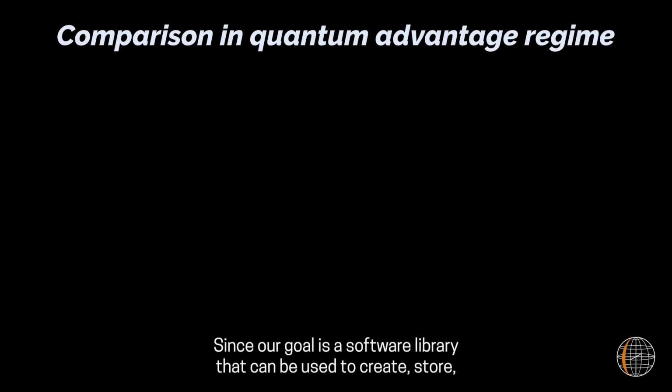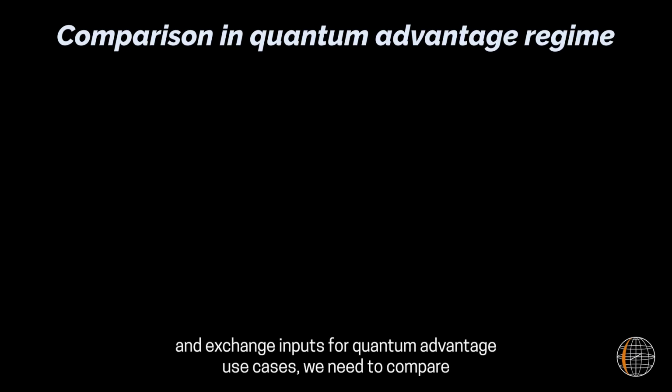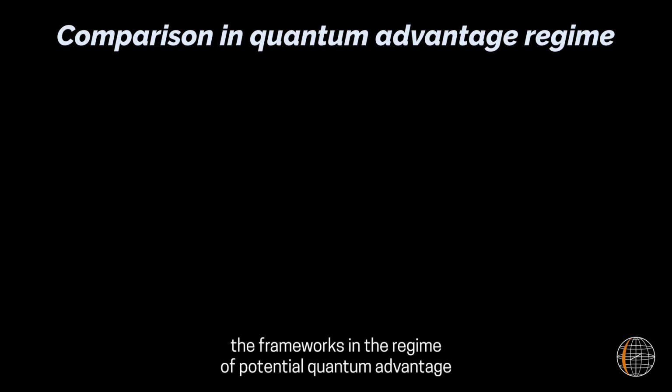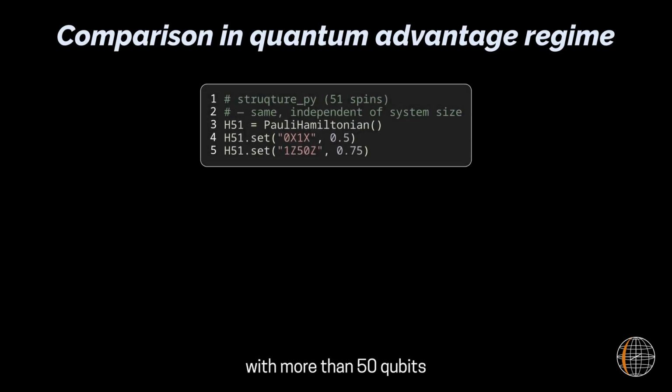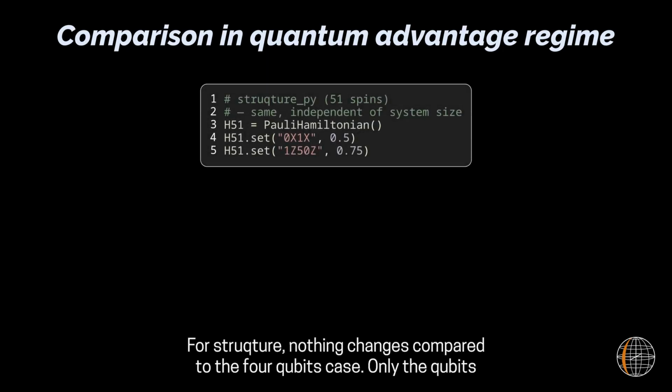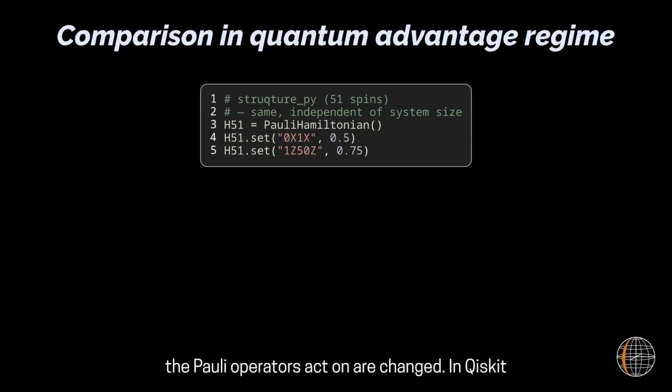Since our goal is a software library that can be used to create, store, and exchange inputs for quantum advantage use cases, we need to compare the frameworks in the regime of potential quantum advantage with more than 50 qubits. For Struqture, nothing changes compared to the 4 qubits case. Only the qubits the Pauli operators act on are changed.